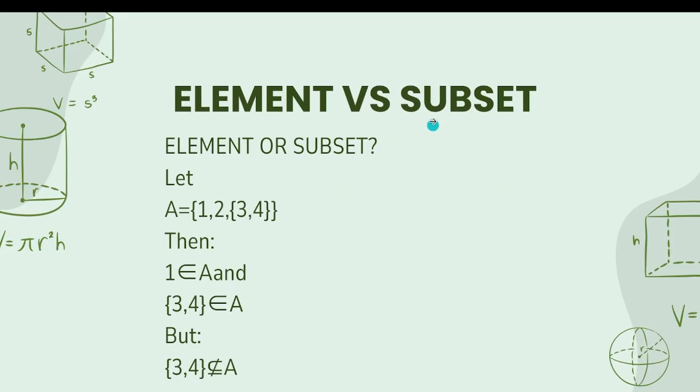Now, element versus subset. Here, let A is equal to {1, 2, {3, 4}}. Here, 1 is an element of A, as you can see, and {3, 4} is also an element of A, but {3, 4} is not a subset of A.